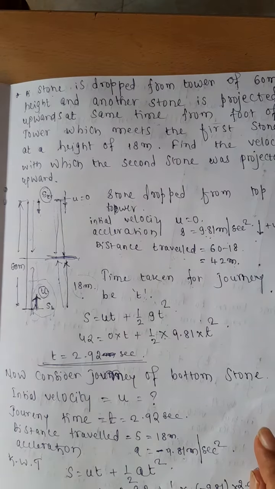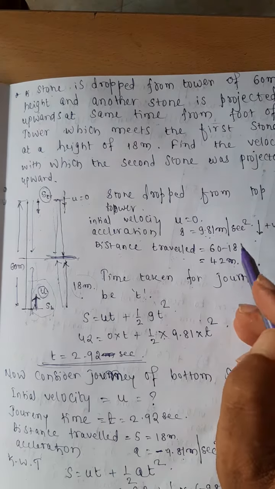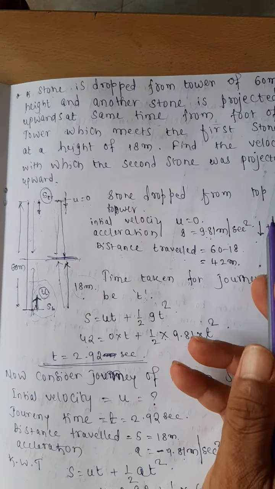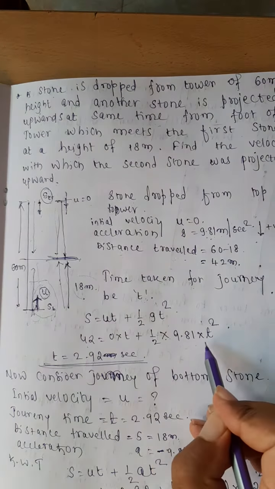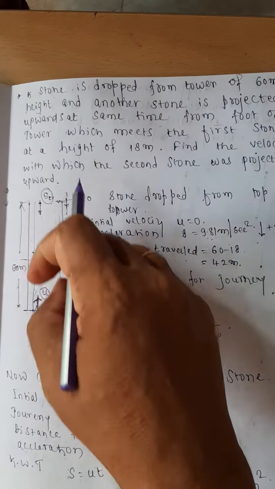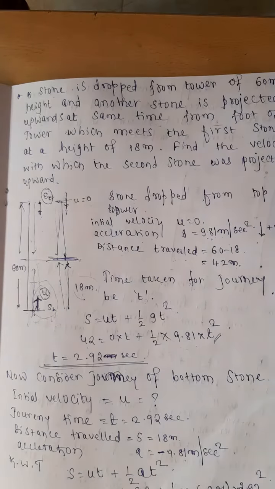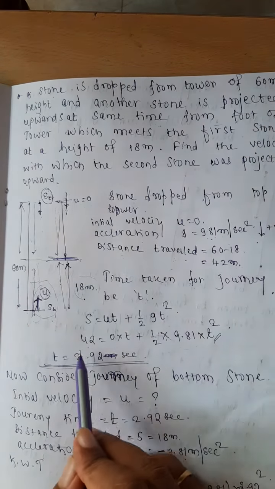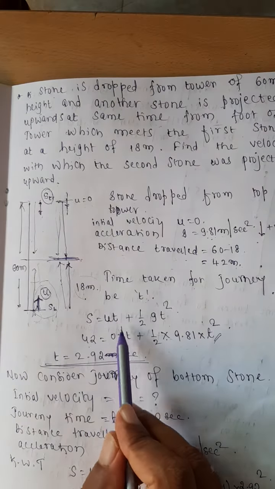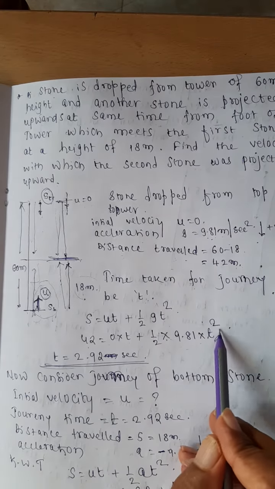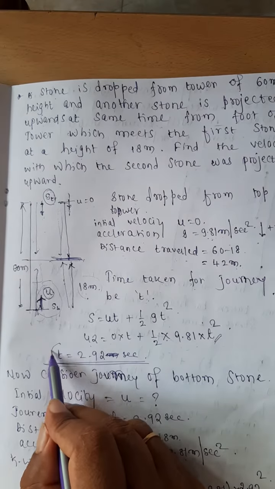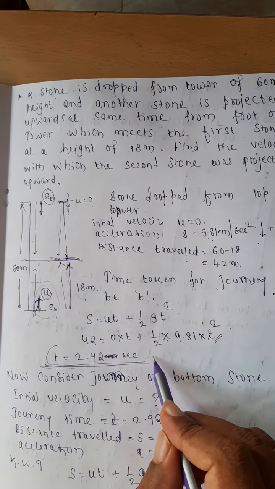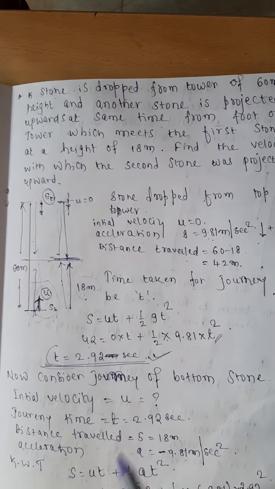Now what I am doing is, I know the distance traveled by that particular stone, I know its initial velocity, I know the g. I want to calculate how much time it has taken to complete its journey of 42 meter. Therefore, S is equal to ut plus half gt square. S is 42, u is 0 into t plus half, g is 9.81 into t square. Hence I'll get the value of t as 2.92 seconds. That is the time taken.